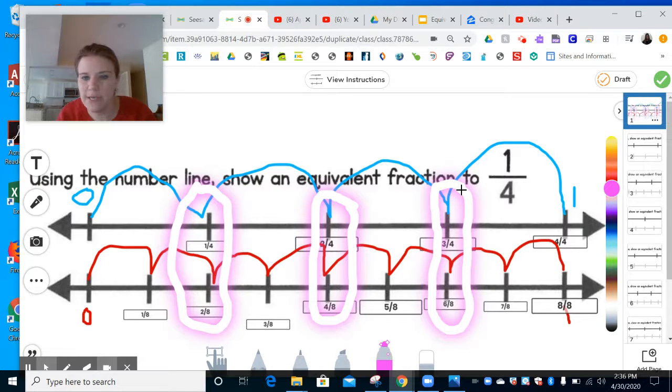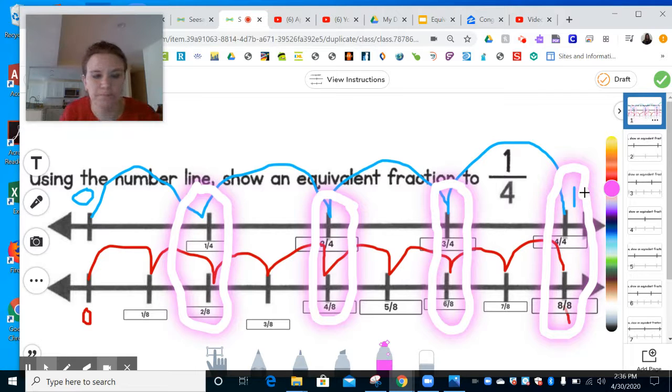Great. And then last but not least, I see one more place where the lines are in the same spot. 4/4 is equivalent to 8/8. They're in the same spot on the number line.